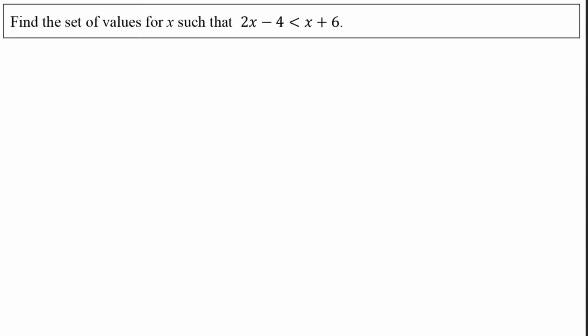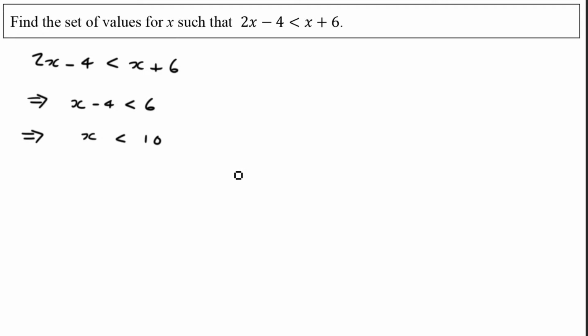Let's look at some inequality examples. Find the set of values for x such that 2x subtract 4 is less than x plus 6. If we start with 2x subtract 4 is less than x plus 6, we can subtract an x from both sides. That will give us x subtract 4 is less than 6. We can add 4 to both sides. That will give us x is less than 10, and there is our answer.